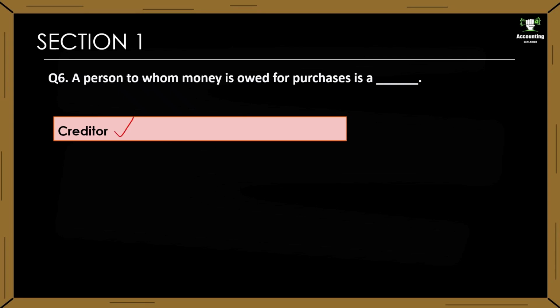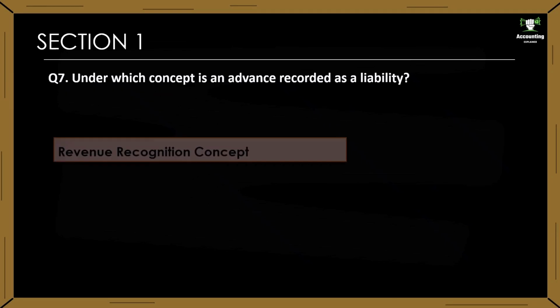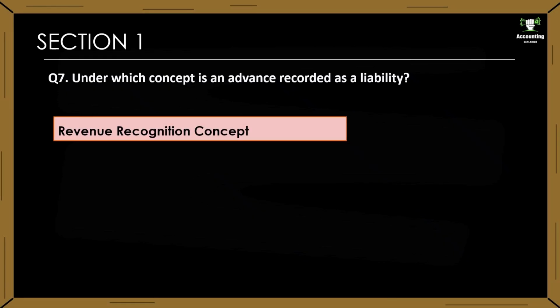Question 7. Under which concept is an advance recorded as a liability? Answer is revenue recognition concept. Revenue is recorded only when it is earned. Since the goods have not been supplied, the revenue is not earned. So it's a liability called advance against sale.